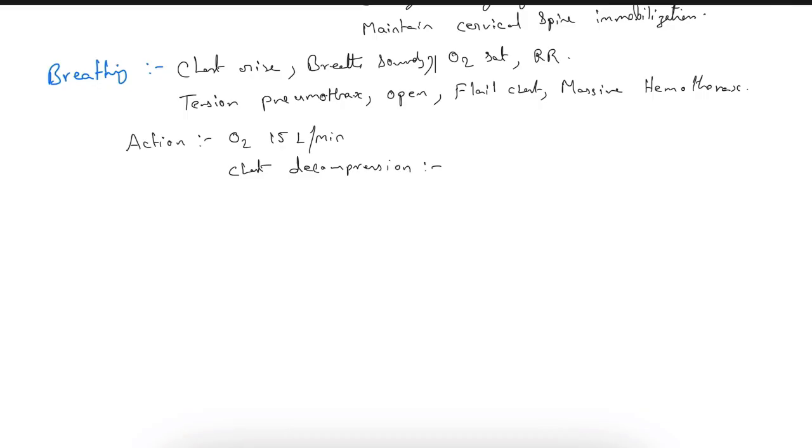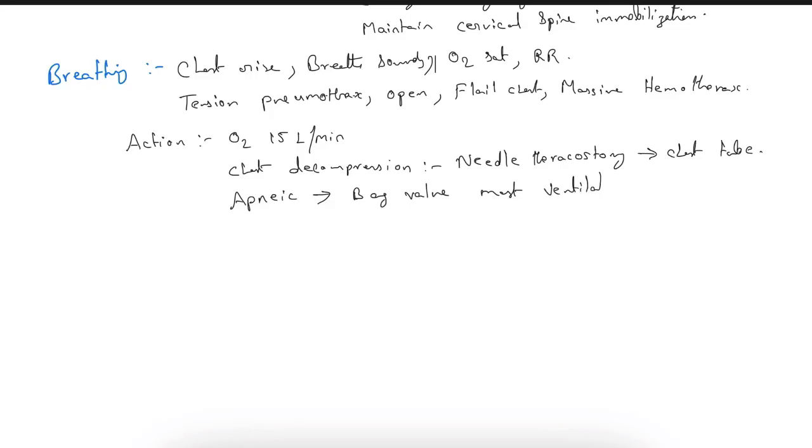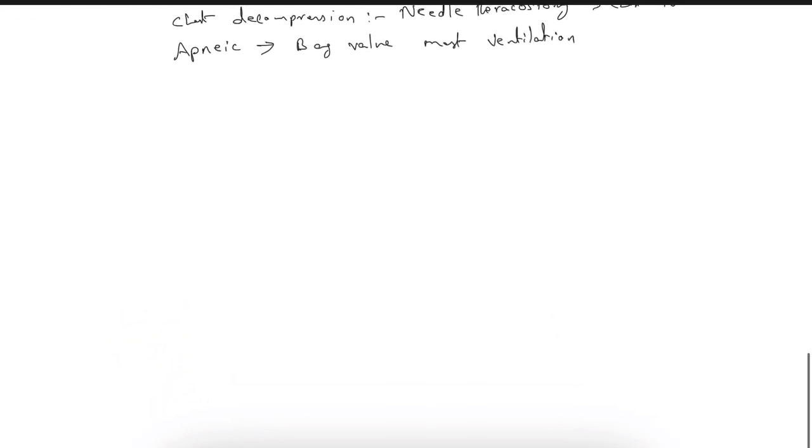For chest decompression, we have to do needle thoracostomy and chest tube. If the patient is apneic, we can provide bag-valve-mask ventilation. Okay, so next we are discussing circulation.